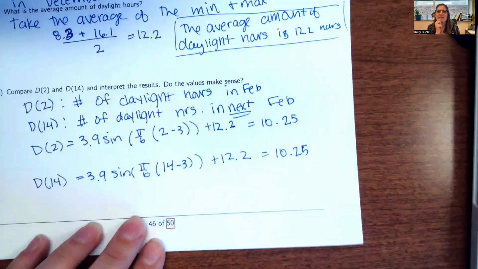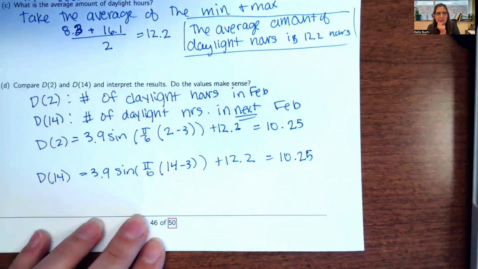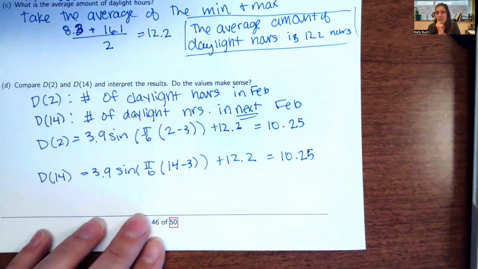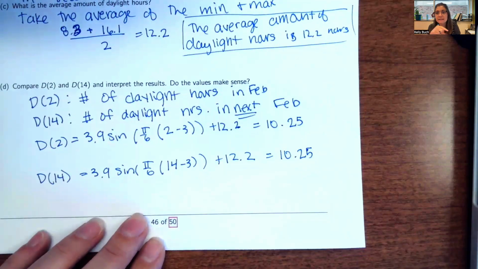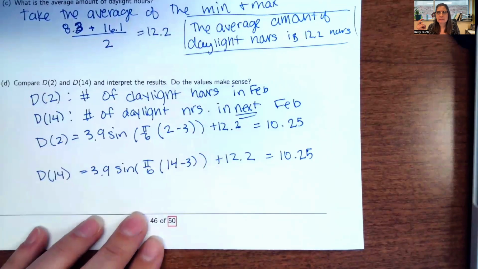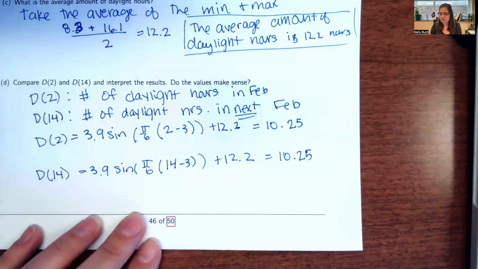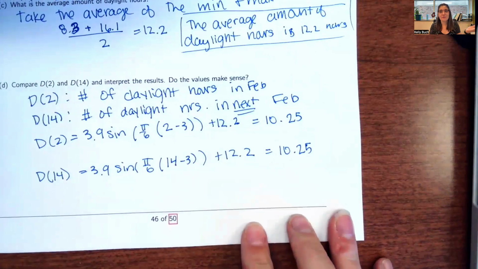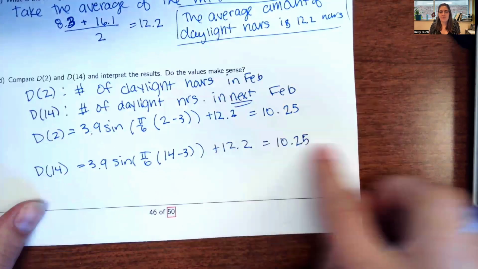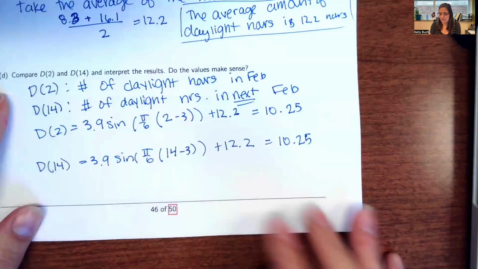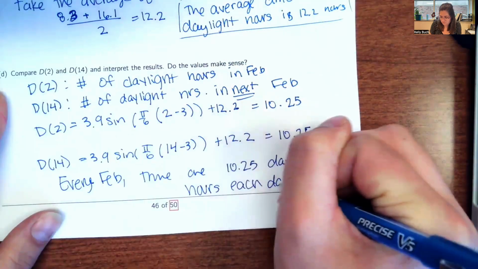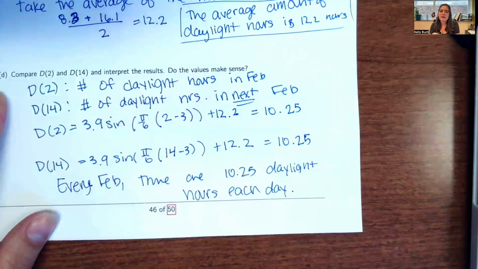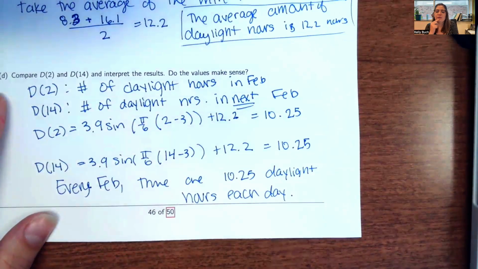So I want to pause and think if that makes sense to get the same amount there. Well, both of these represent the daylight hours in the same month, just in different years. And daylight hours is something that should repeat. So this means not just in this February and next February, I think every February we're going to get 10.25 daylight hours. This February, next February, the February after that, no matter what, we're going to get about 10.25 daylight hours.